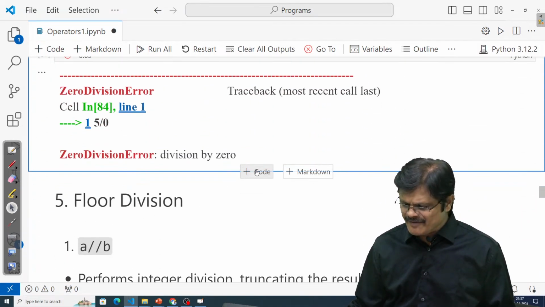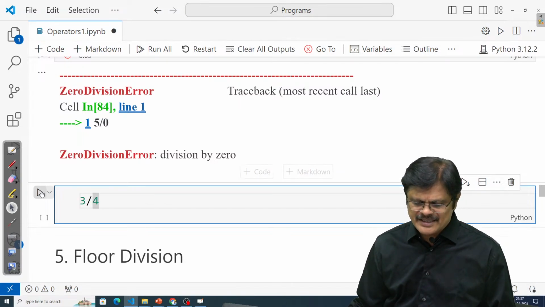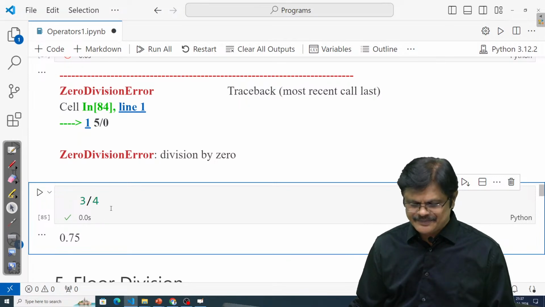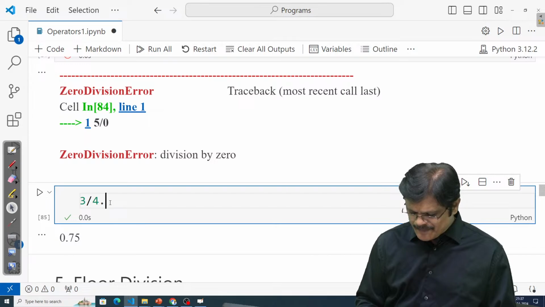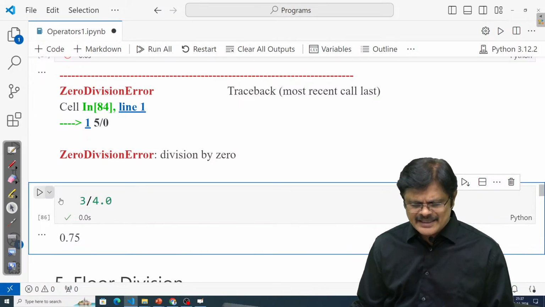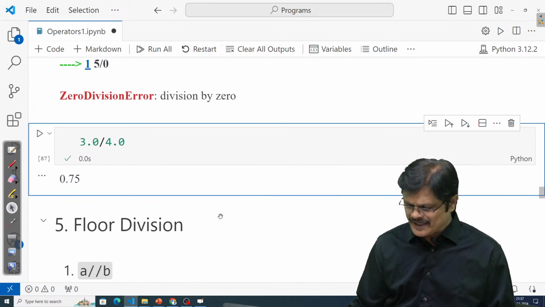Please be careful, my dear friends. Now suppose I do 3 by 4, what is the result, sir? 0.75. You can do this. Suppose if one of them is float, it does not matter. The result is exactly the same. Both are float, it does not matter. The result is the same. Am I clear?